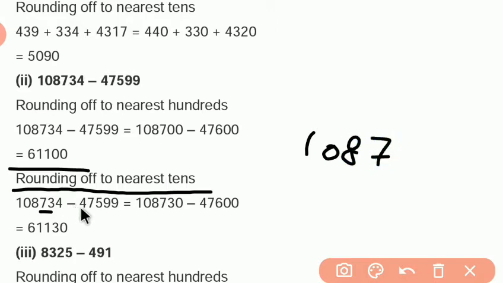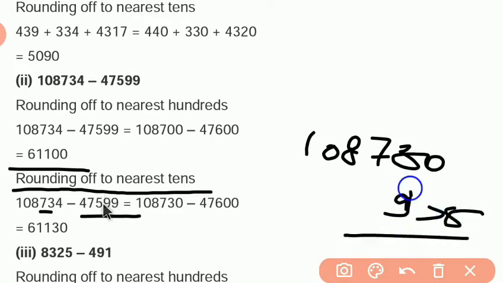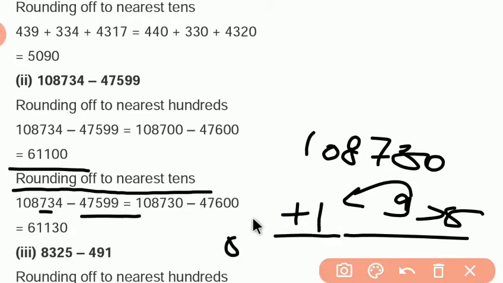1,08,730 minus 47,599. This also we have to see its ones digit, which is 9 and greater than 5. It means you have to increase its tens digit by plus 1. So instead of single 9, you have to write 0. And if we increase 9 by plus 1, so 9 plus 1, 10. Means you have to give carry to 5 also. So 5 plus 1, 6.